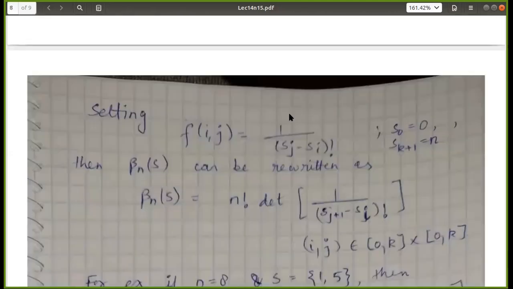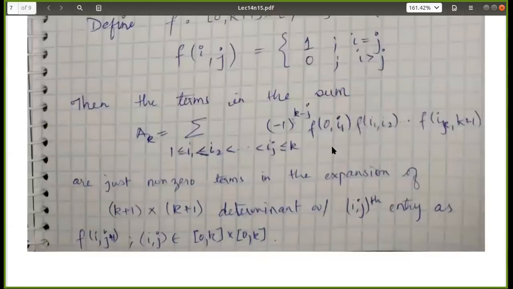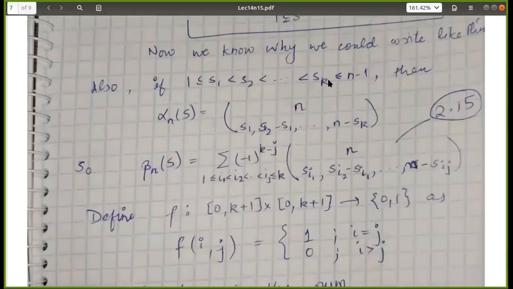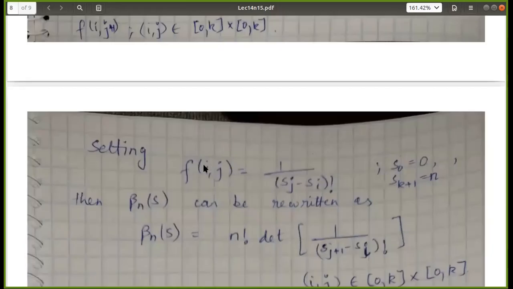So what happens is, if you set f of ij to be the reciprocal of sj minus si factorial, where si, sj were the elements of s, remember? The s which you started off with, its elements are in a total order, with s1 being the smallest and sk being the largest. So f of ij you are setting as 1 upon sj minus si factorial. You choose s0 to be 0 because you have elements only from s1 to sk, and sk plus 1 you set to be n. With these two notations in picture, here you can define f of ij to be the entire thing.